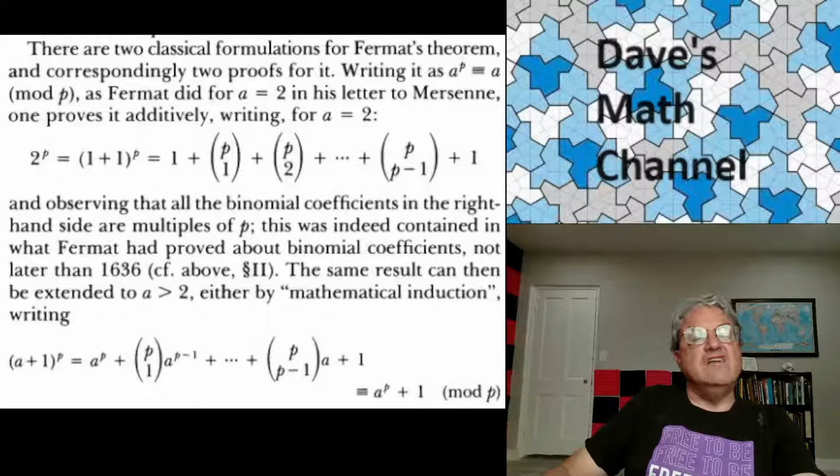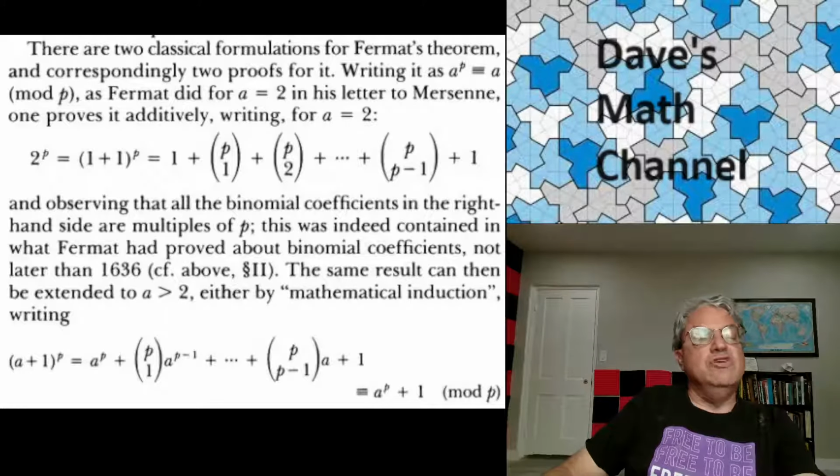5 choose 1 is 5. 5 choose 2 is 10. 5 choose 3 is also 10. And 5 choose 4 is 5. And that's true whatever p is. So the point here is that we can ignore all the terms in the middle because they're all divisible by p. Remember, in the end, we're taking everything modulo p, and what we're left with is that 2 to the p is congruent to 2 modulo p. So it works when a is 2.